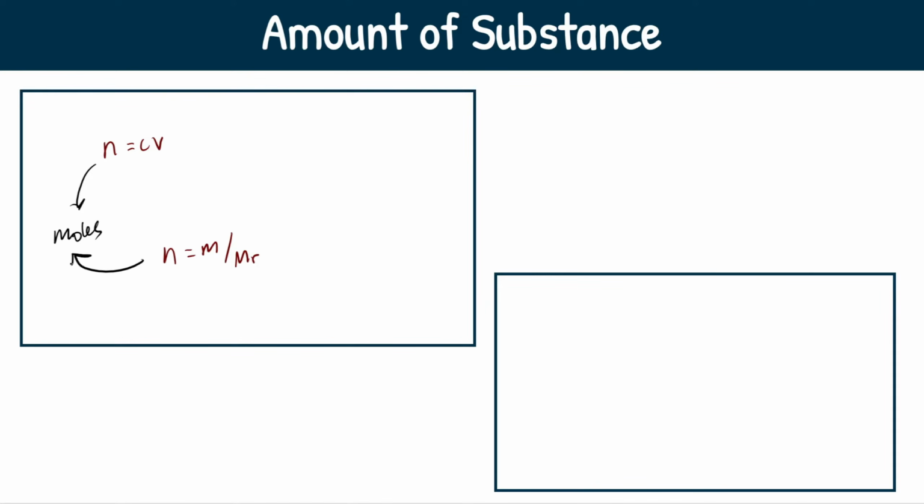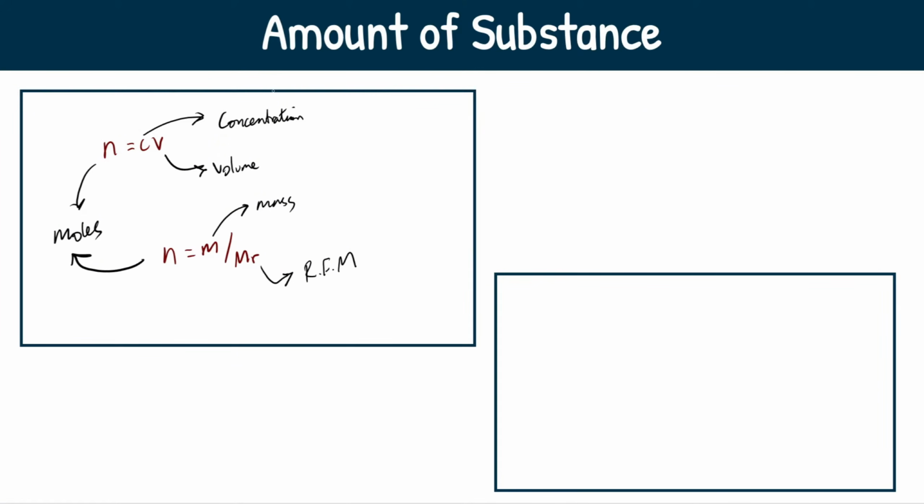So lowercase n is just the symbol for moles. C is going to be concentration. V is going to be volume. m is going to be mass. And Mr is going to be relative formula mass, RFM.